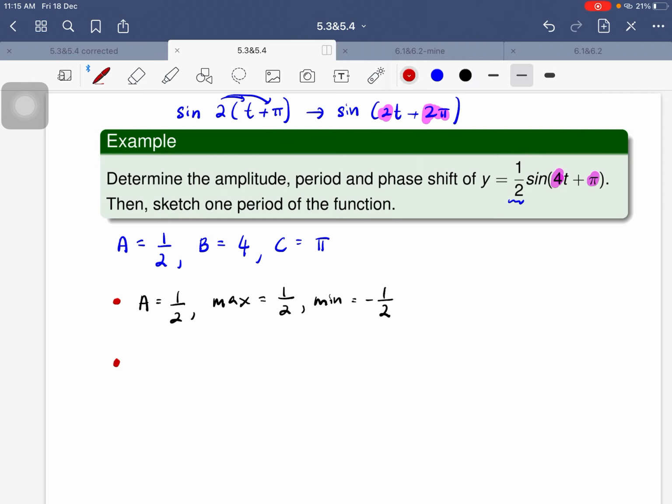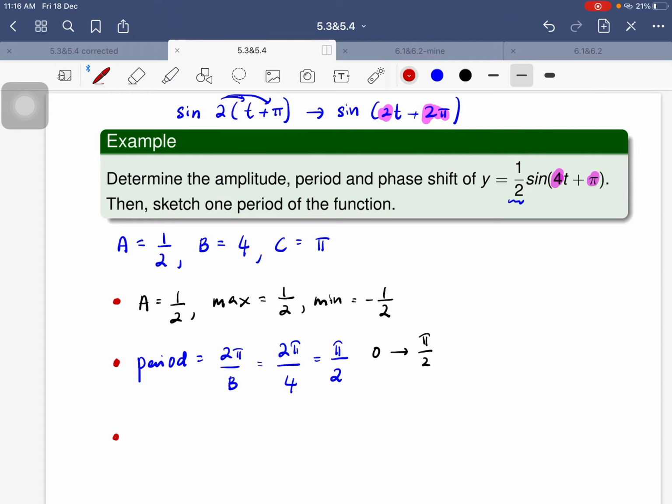The second characteristic that we need is going to be the period value. The period value is given by 2 pi over b. Since we already identified that b is equal to 4, I'm going to have 2 pi over 4. That actually simplifies to pi over 2. So meaning that our curve, one curve, is going to be from 0 until pi over 2. That is where the period stops.